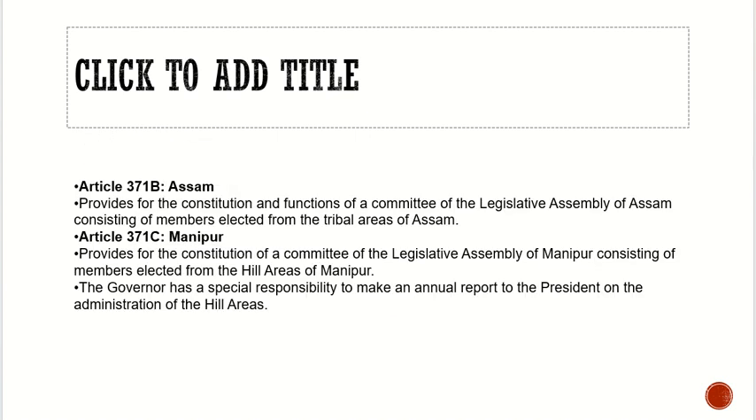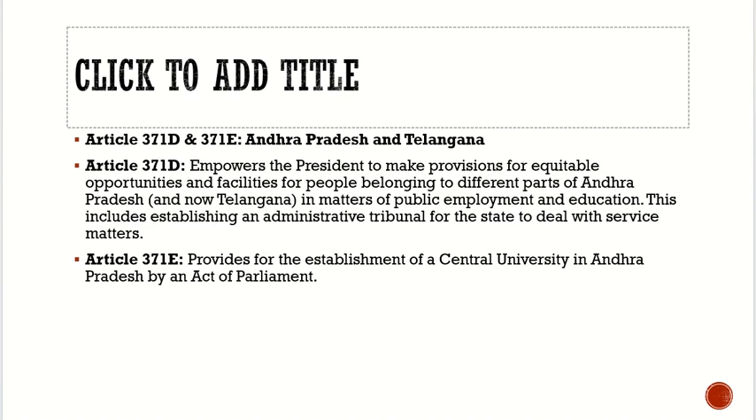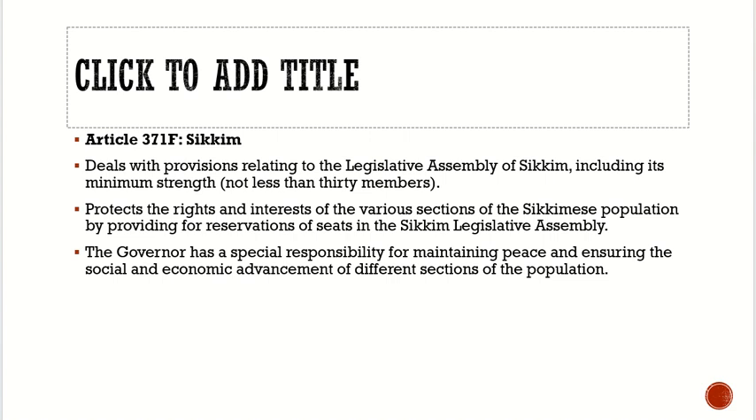Then we have Article 371B, Assam. It provides for the constitution and functions of a committee of the Legislative Assembly of Assam, consisting of members elected from the tribal areas of Assam. Then we have Article 371C. It is related to Manipur. Then we have Article 371D and E, Andhra Pradesh and Telangana. We have Article 371D. It defines further provisions for them. Then similarly, we have Article 371F.